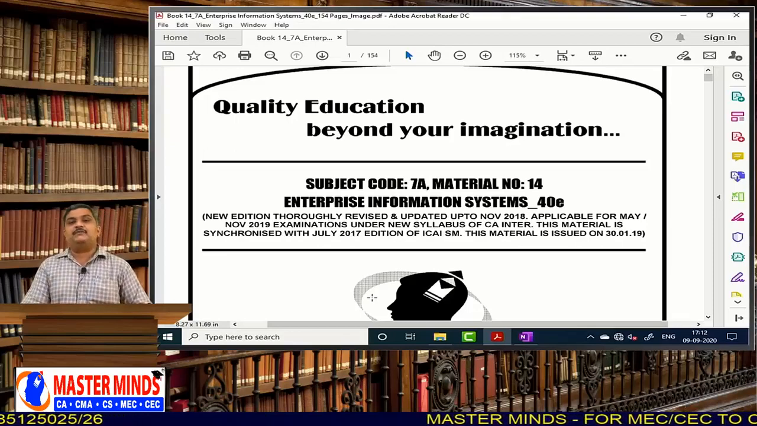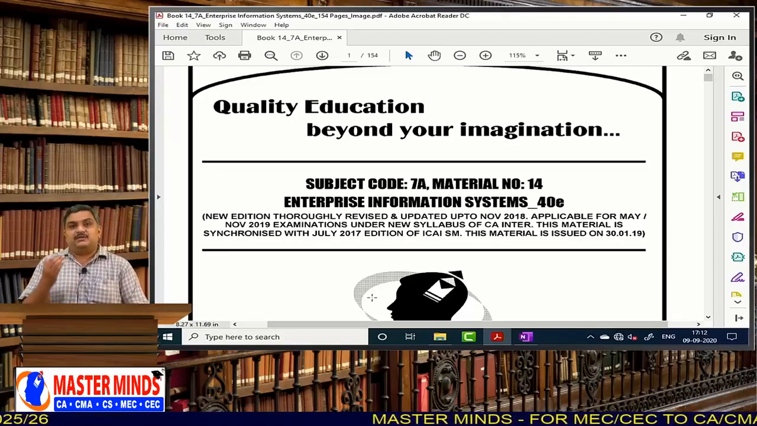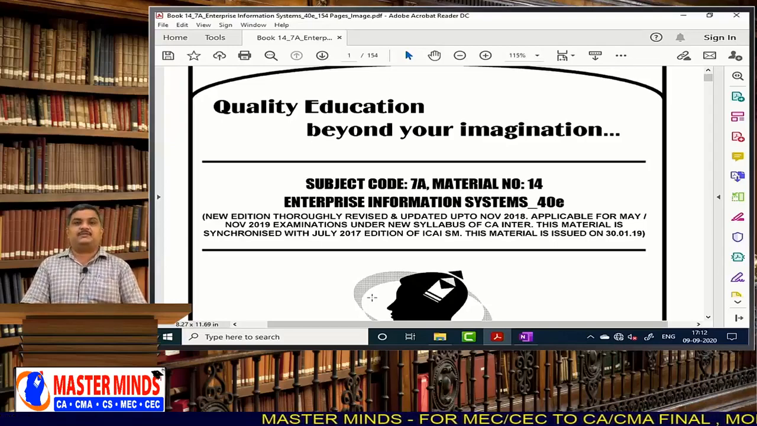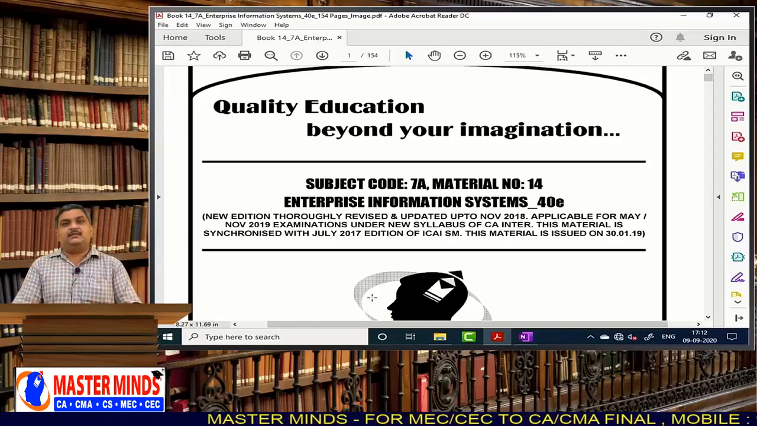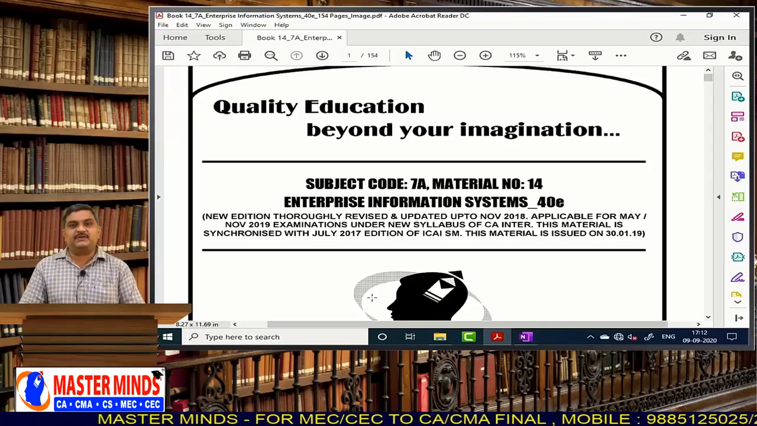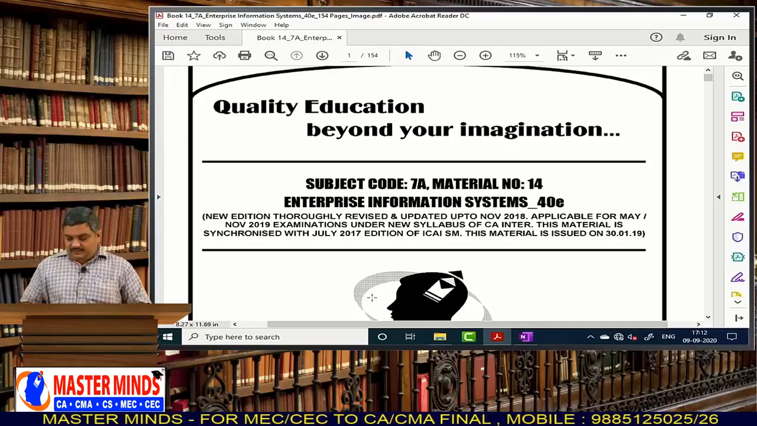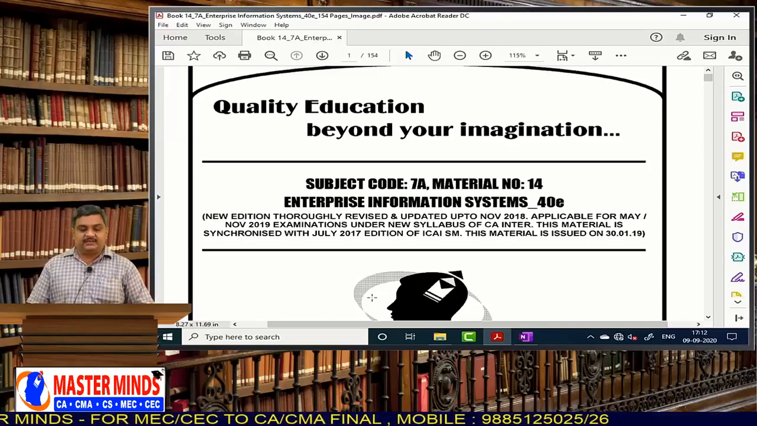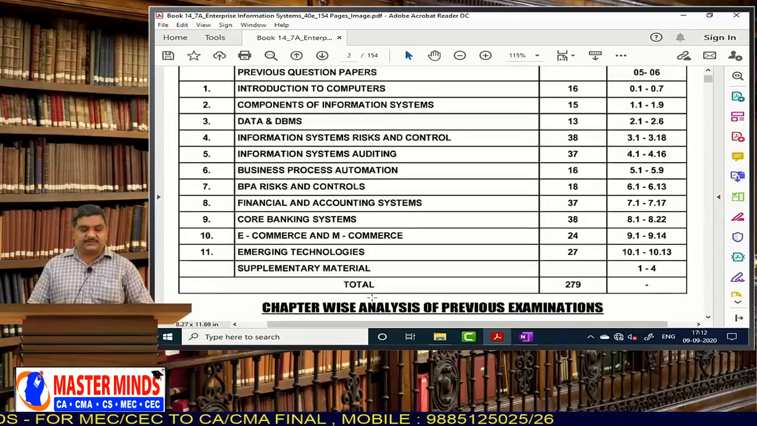You have Strategic Management for 50 marks, EIS for 50 marks. And in this, you will have 15 marks MCQs and 35 marks for theory. And what are the chapters that are there in this Enterprise Information System?